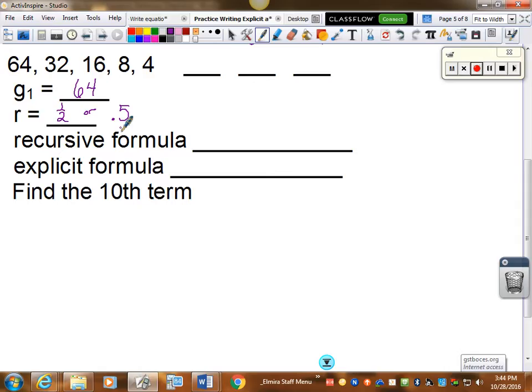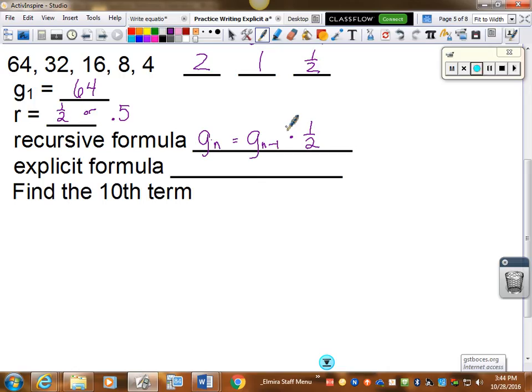Okay, so our recursive formula, if I want to know the next term, I need to know the previous term times, and you can write 1/2 or the 0.5. I'll do one of each. Okay, so that's my recursive. So if I want to know the next term, I take the previous term and take half of it.